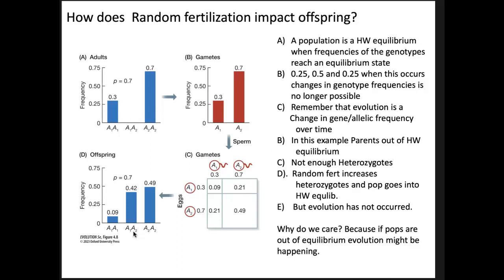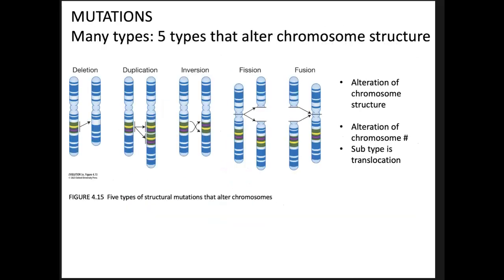So when populations go out of equilibrium, that is maybe an indication that evolution can occur. It didn't happen in this particular case, but it could happen. When things are not in equilibrium, that is a place for variation to slip in. And of course, random fertilization definitely impacts and increases variation.